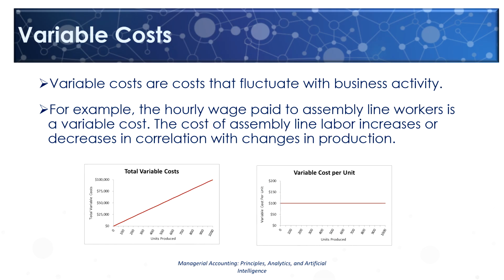Now let's define variable costs. Variable costs change in total in direct proportion to changes in activity. A common example is hourly wages paid to assembly line workers. If production increases, more labor hours are required, so labor costs increase. The key characteristic is that variable cost per unit remains constant within a relevant range.